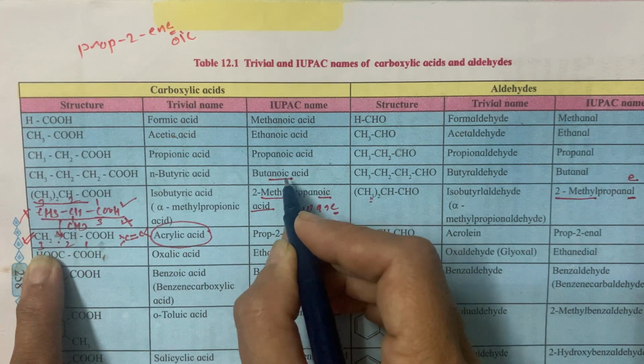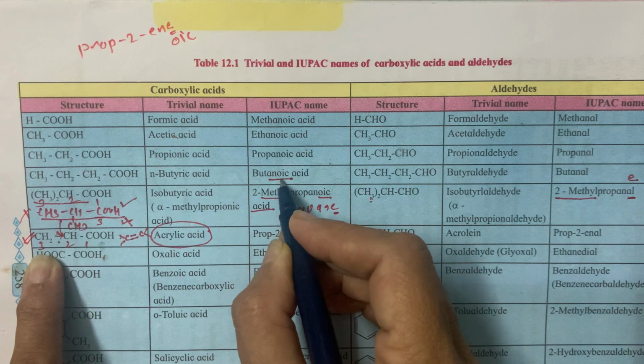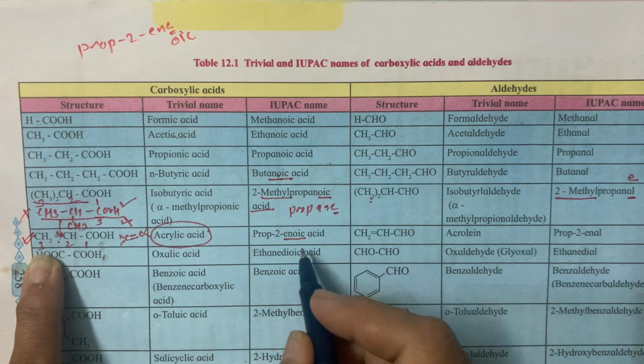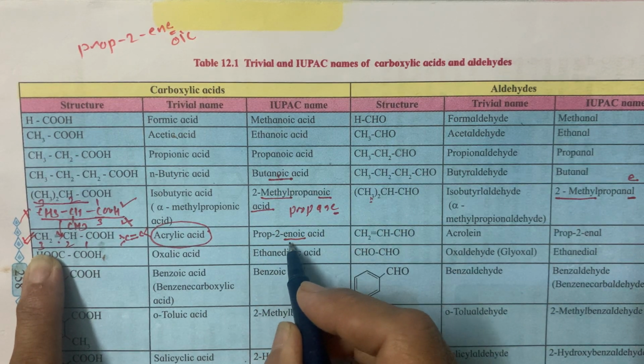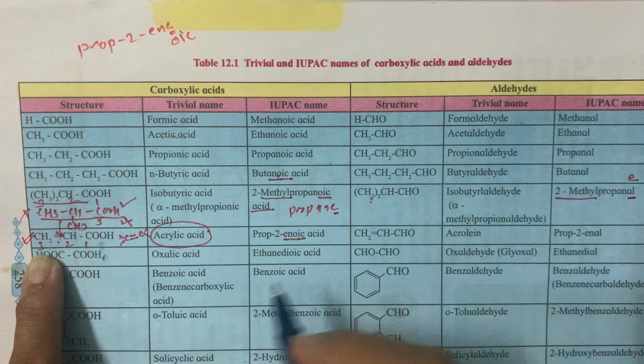Are you getting this thing? ANE, that is for saturated hydrocarbon, butane. E is replaced by OIC. This is propene. So this E is replaced by OIC. So this is enoic acid.